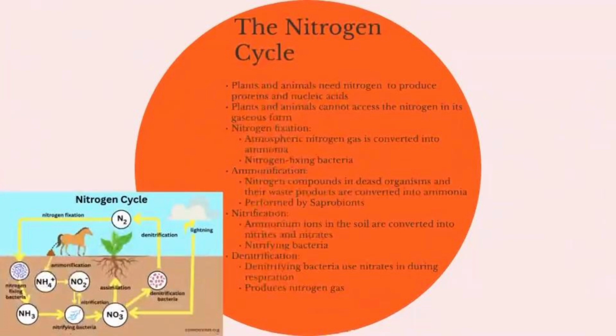So that's nitrogen fixation. Following on from this, we have ammonification, and during this stage, nitrogen compounds that are in the waste product or in dead organisms are converted into ammonia, and this is done by a different organism called a saprobiont. This ammonia forms ammonium ions in the soil, so this is ammonification.